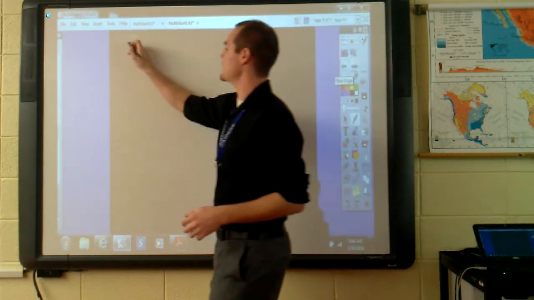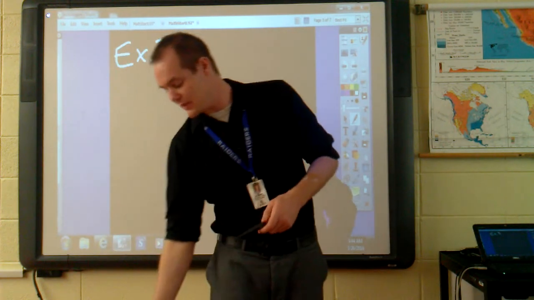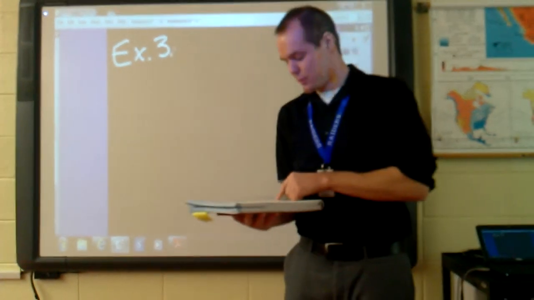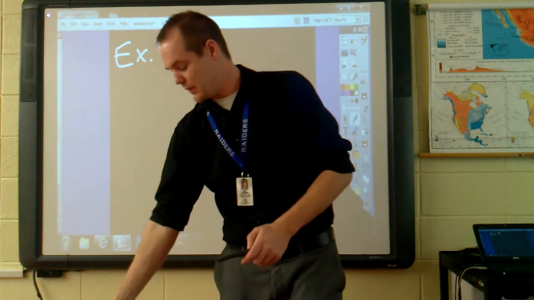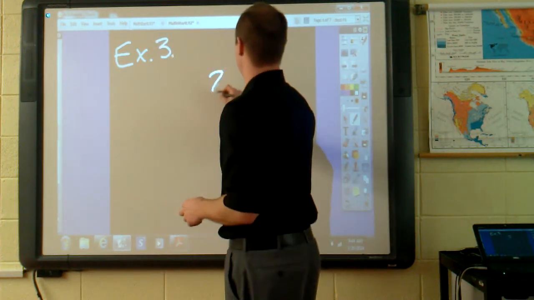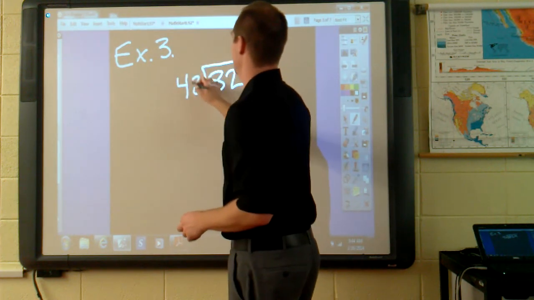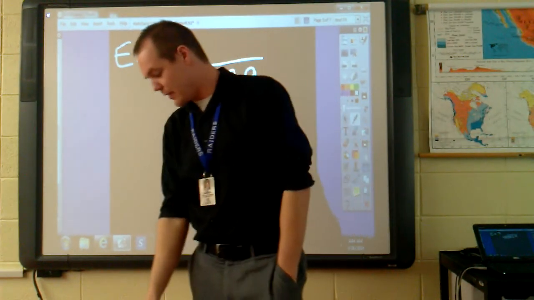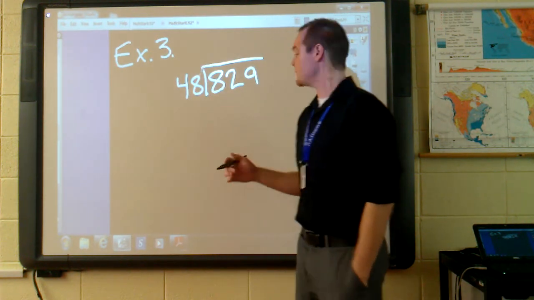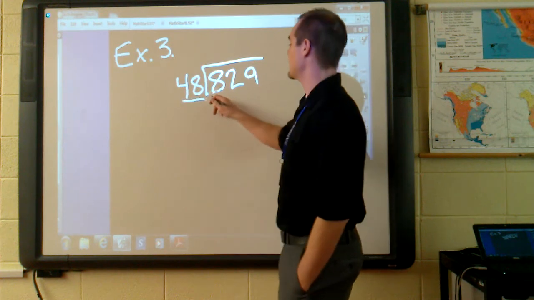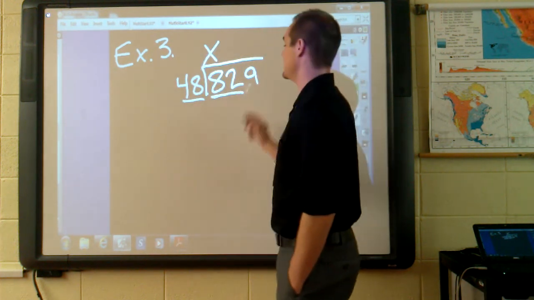Okay, example 3 on your sheets. We only had one example, but example 3, I'd like you to write down the practice problem. Let's do the practice problem E. 829 divided by 48. 829 divided by 48. And it looks like if we round these numbers to the nearest 10 before dividing, first we understand that 48 doesn't go into 8. No digit there. 48 does go into 82.